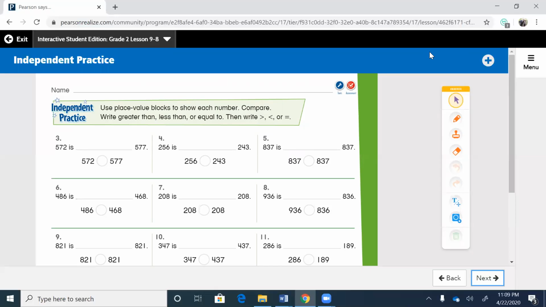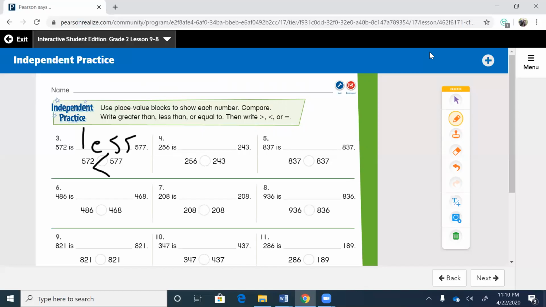All right, in the ones, there's a 2 and there's a 7. I know that 7 is bigger than 2. So this one, whoops, forgot to click the pen. This one is greater than. But when they write the smaller number first, we put less than. I don't have enough room, so I'll just put the word less. All right, the next one.